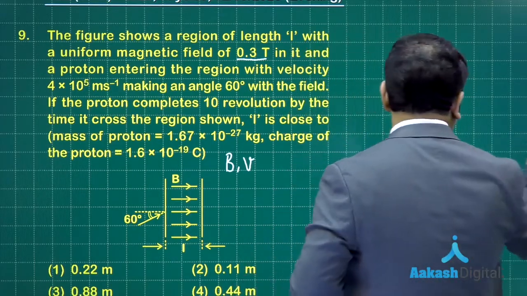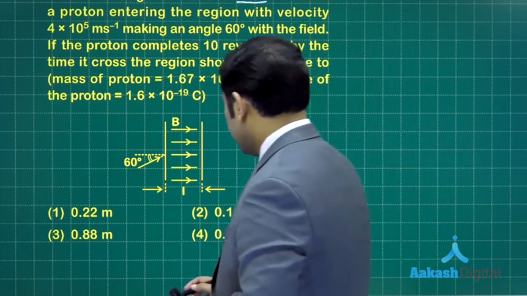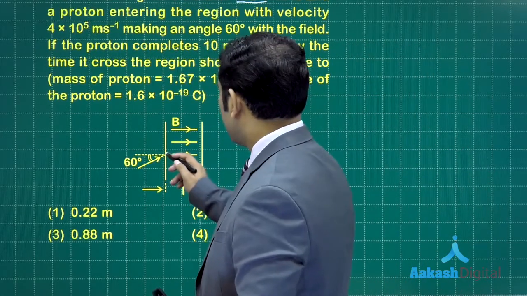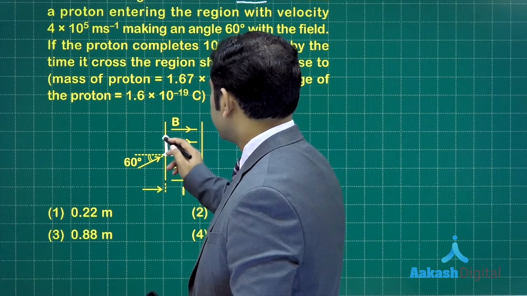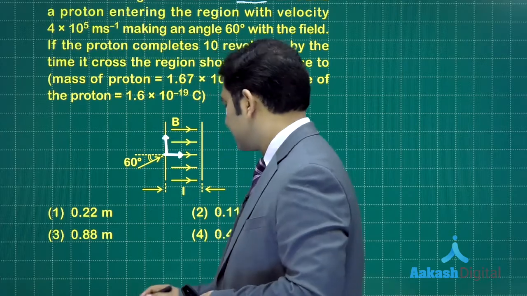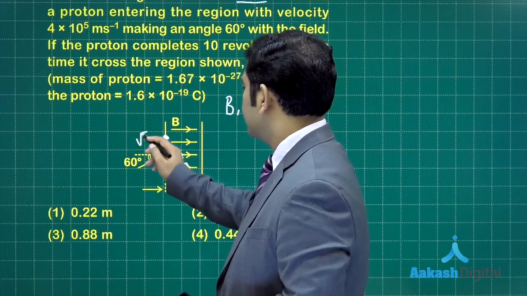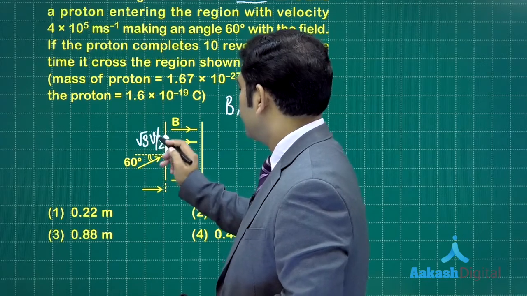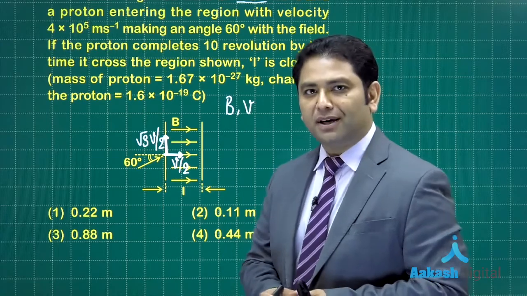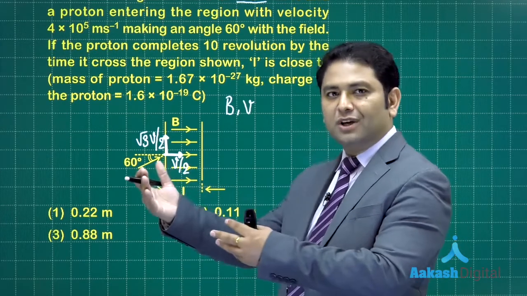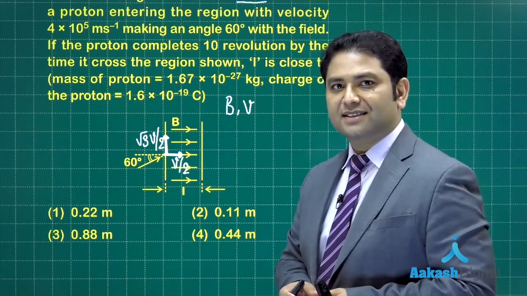Now, let's break down the whole numerical into 2 steps. And that's something like this. If I resolve the velocity, say there is one velocity in this direction and there is another velocity in this direction. And this particular velocity is of course V by 2 and this velocity is root 3 V by 2. Root 3 V by 2 is going to give the circular path and this V by 2 is going to advance it forward, ultimately giving the pitch of the helix.